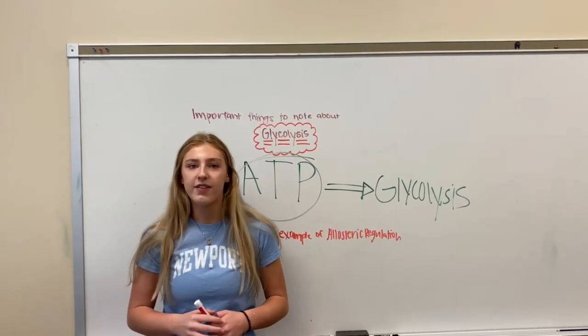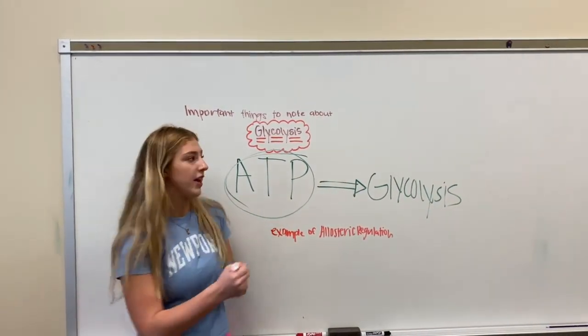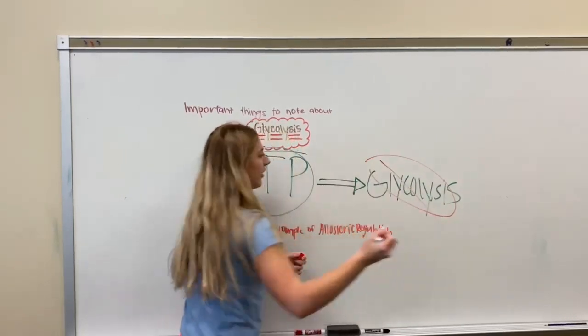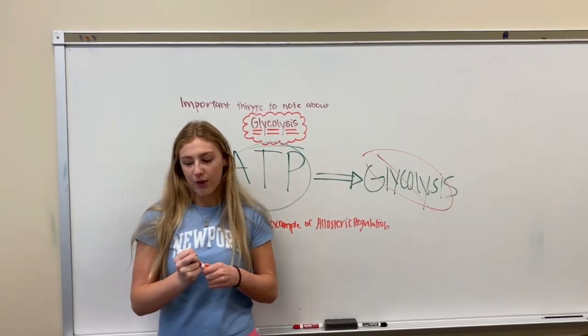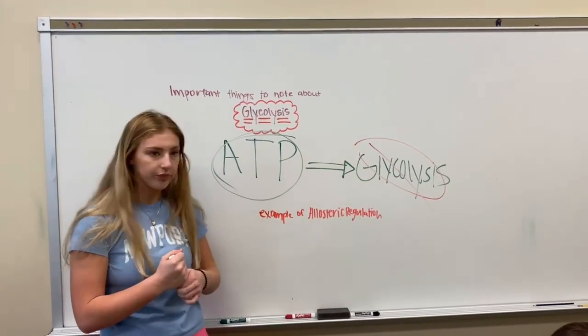If ATP is present in the cell in large quantities, it alters the conformation of that enzyme, and thus it halts glycolysis. And this is an example of how the cell alters ATP production through allosteric regulation.